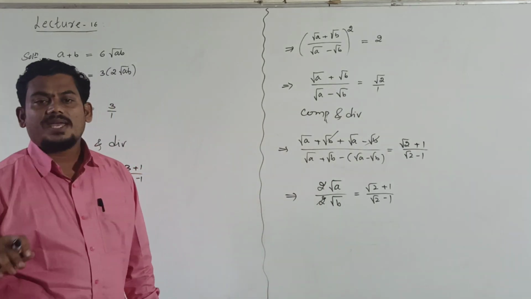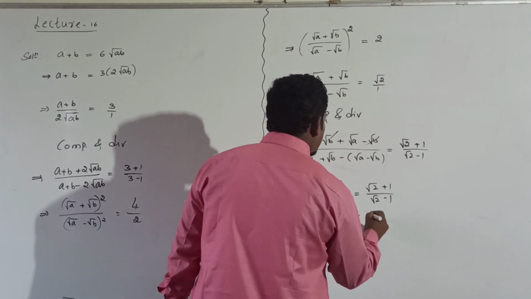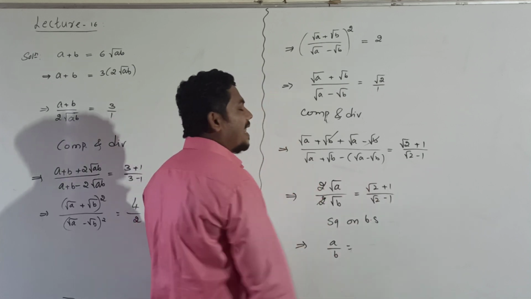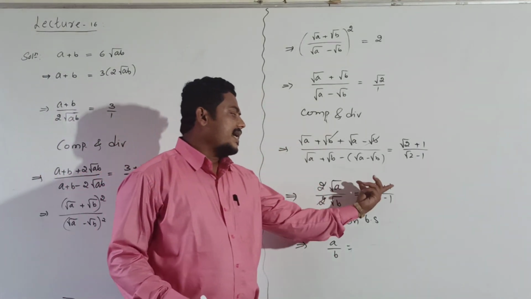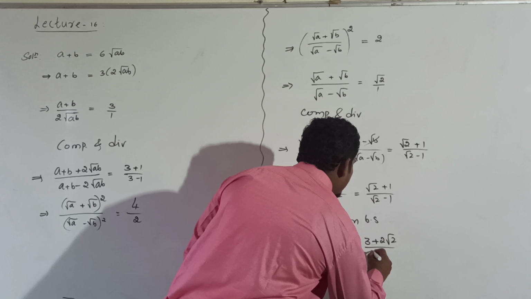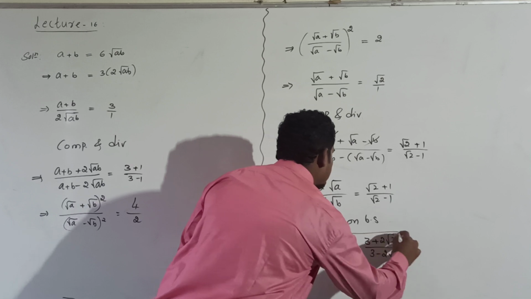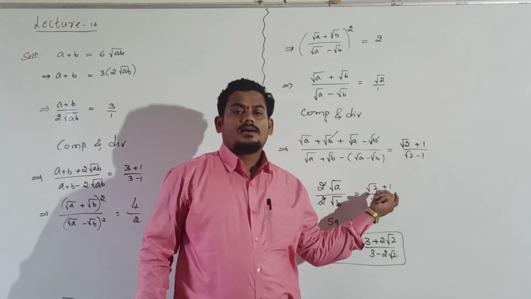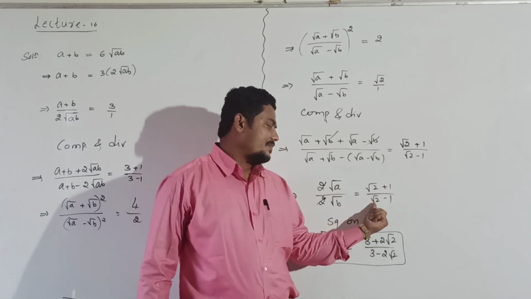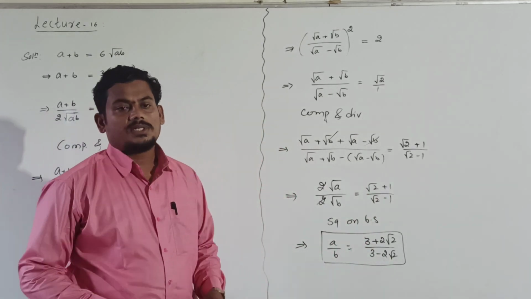After this we need the A by B value, so squaring on both sides gives A divided by B equals, in the RHS also squared, 3 plus 2 root 2 divided by 3 minus 2 root 2. This is our requirement. If you expand root 2 plus 1 whole square, you get 3 plus 2 root 2. If you expand root 2 minus 1 whole square, you get 3 minus 2 root 2. This is our required answer.